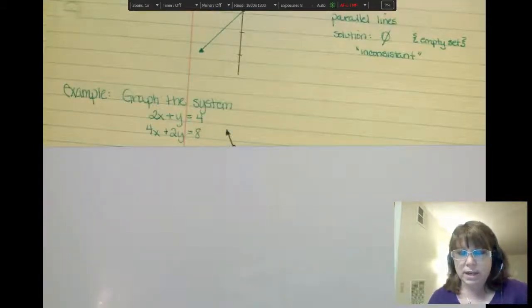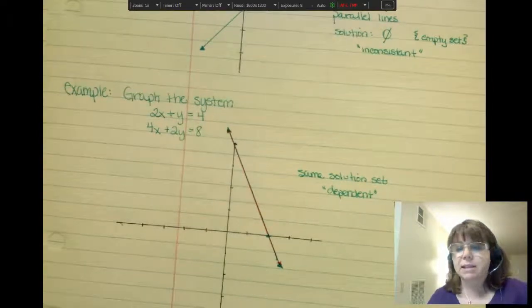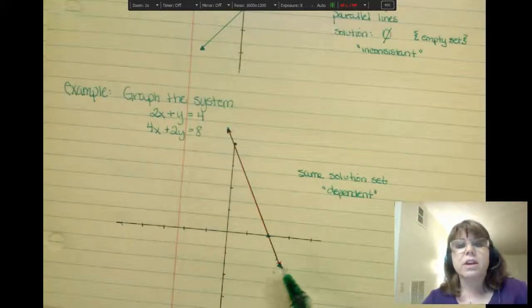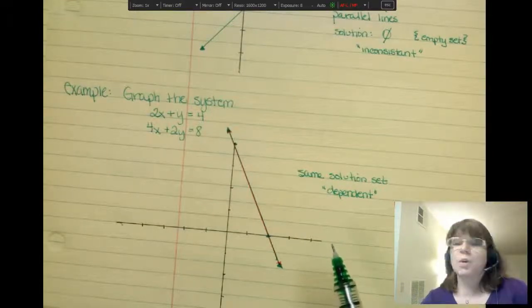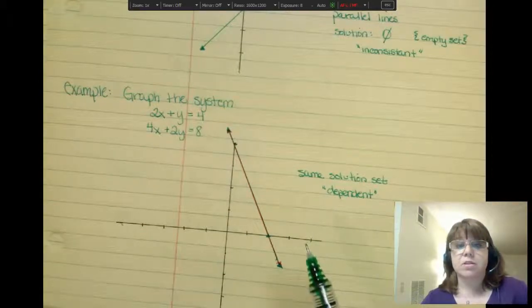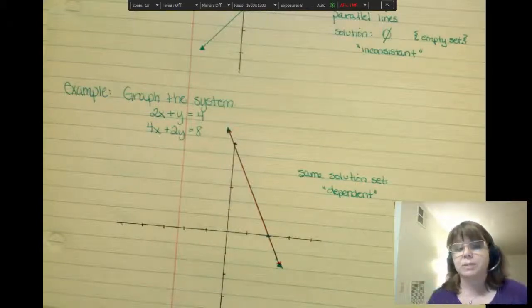Let's try one more example of a system of equations. We have 2x plus y equals 4, and we have 4x plus 2y equals 8. And when I plot these lines, they turn out to be the same exact line. I'm not too sure if you can see it, but there is my green line and my red line, and they're sitting on top of one another. Therefore, they're dependent lines. They coexist, and therefore every single point on the line is a solution to the system. So the last two examples were very particular special examples that you might run into.